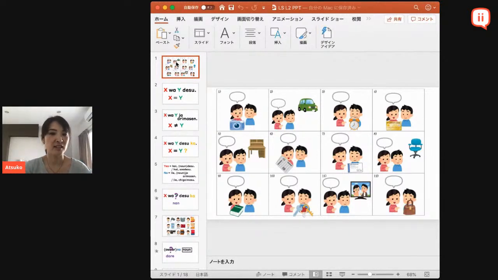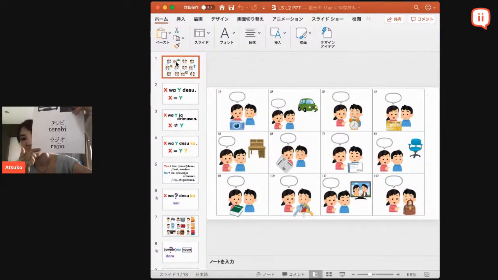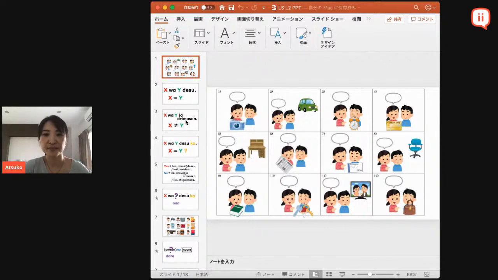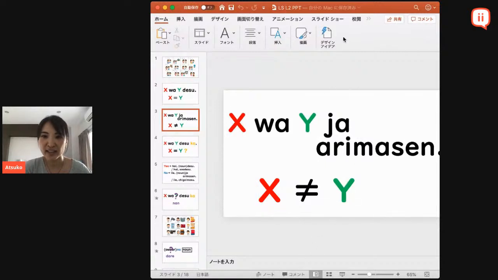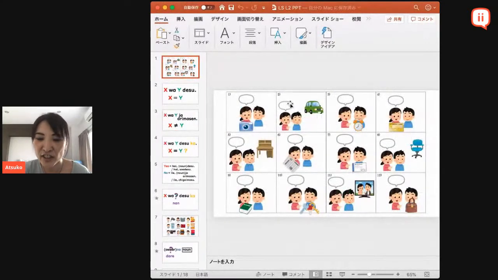This is not a radio. Radio is ラジオ in Japanese. Negative form is これはラジオじゃありません。じゃありません is the negative form of です。ね、これはラジオじゃありません。Then look at number two.